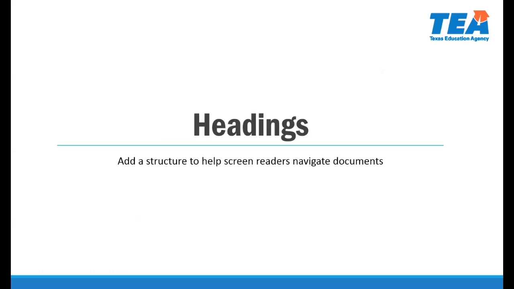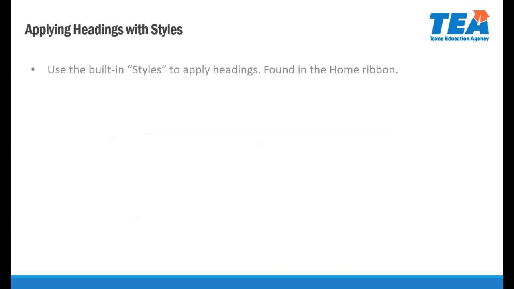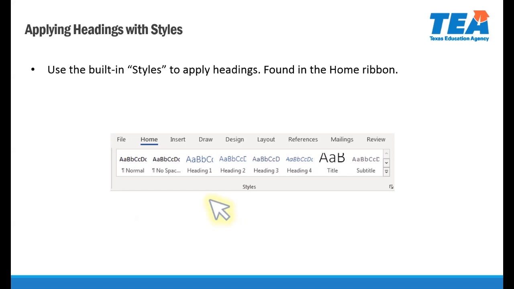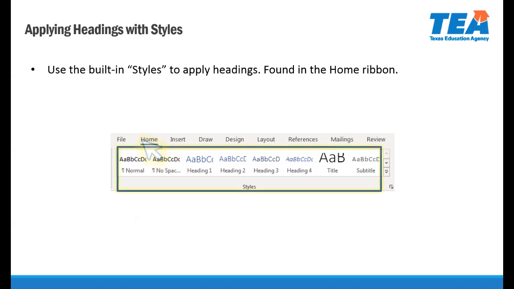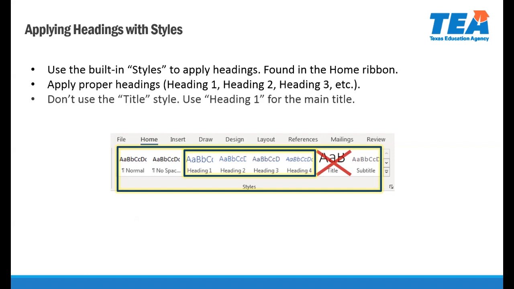Headings create the structure screen readers need to navigate documents. On the home ribbon, you will find the Style section where the headings are located. There's also a title style, but don't use that for your main title. Use heading 1 for the main title instead.